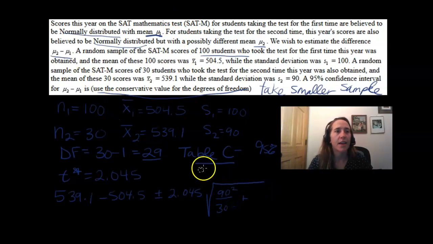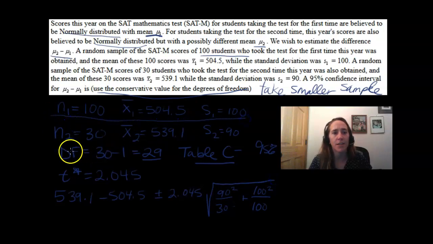And then we have, where's my other standard deviation? 100 squared divided by the sample size for that, 100. See how I lined up everything? I think that's really important. Put it all in a row or whatever cluster so that you can get them all lined up. All right, so we've got our formula laid out, and now we need to find out what this outcome is.